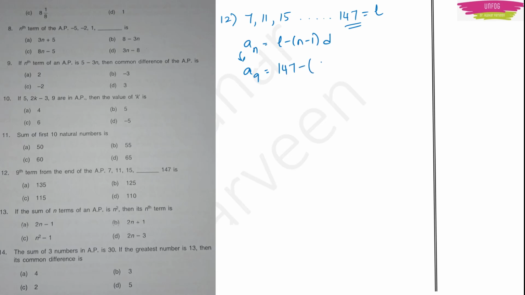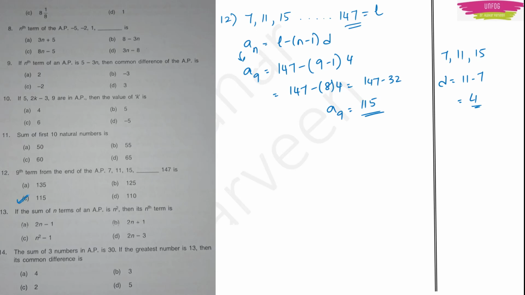147 minus, in place of n you write 9, minus 1. Common difference you can find. It is 7, 11, 15. To find the common difference, you do 11 minus 7. It will be 4. So, here you can write it as, A9 will be equal to 147 minus 8 into 4, or 147 minus 32, or A9 will be equal to 115. Option C, 115 will be the right answer in question number 12.